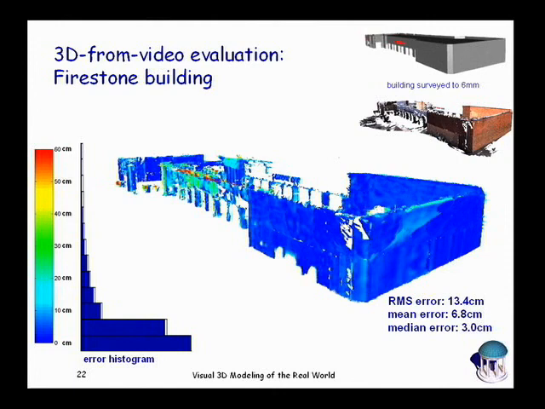This is our model, and this is our model color-coded based on the difference between our model and the ground truth. This is the histogram of errors in centimeters. Most of the points are well below 10 centimeters. Looking at the statistics, the median error is better than 3 centimeters on the surface, half the points. The color coding mostly degrades in regions where there's not much texture.